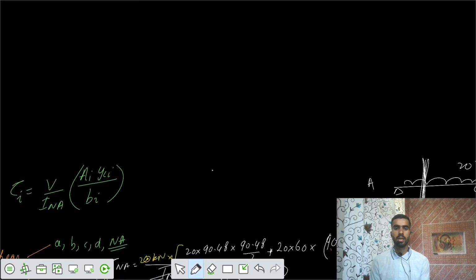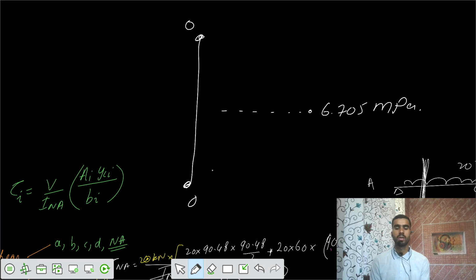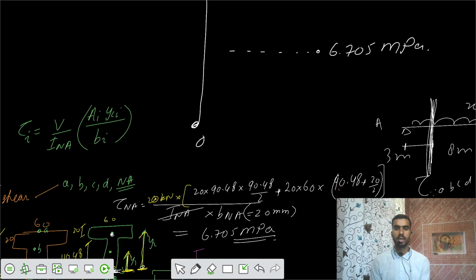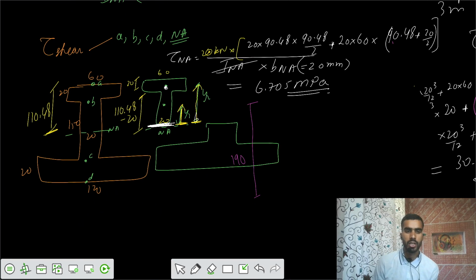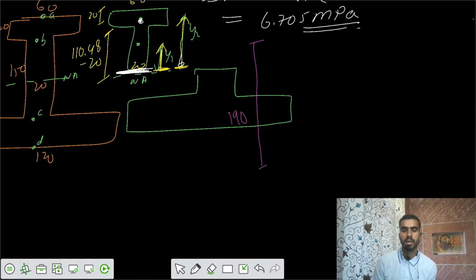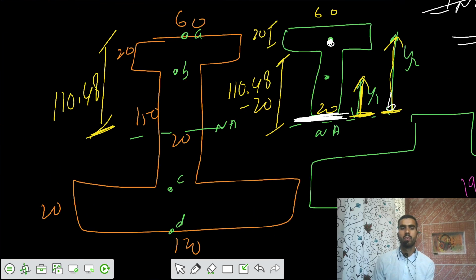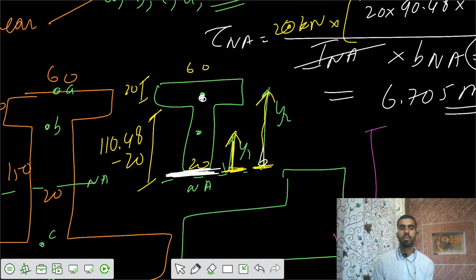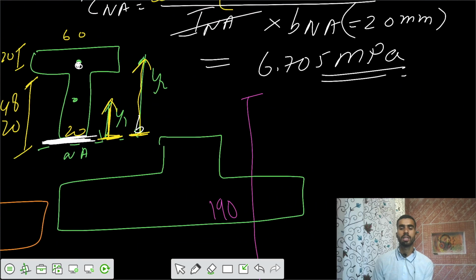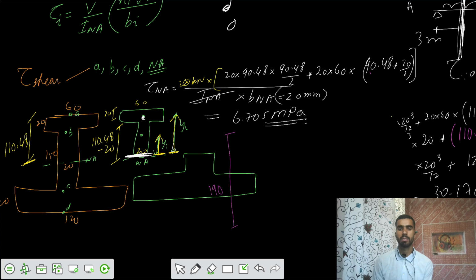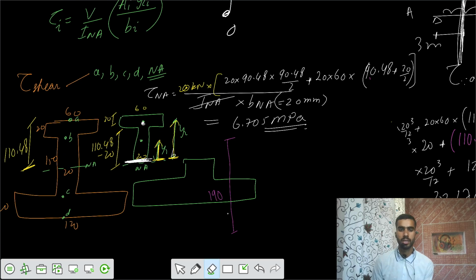So you have this beam, and the neutral axis is somewhere here, and you got a value of 6.705 megapascal. And shear stress at the end equals 0. Now, what is the value of shear stress at the junctions B and C? Let's solve for section B.